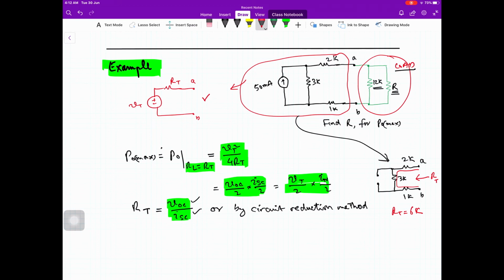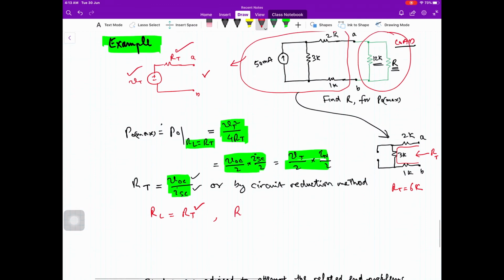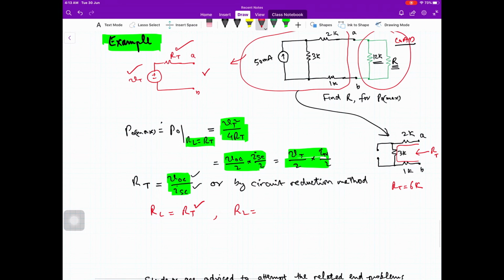Now we know what is RT, we can find what is VT, and knowing RT, RL should be equal to RT, and this is known. And what is RL? RL is, if you see the circuit diagram, the parallel combination of 12K resistance and R. This is 12,000 R divided by 12,000 plus R, and if RT is 6K, means 6,000, we can find R easily.